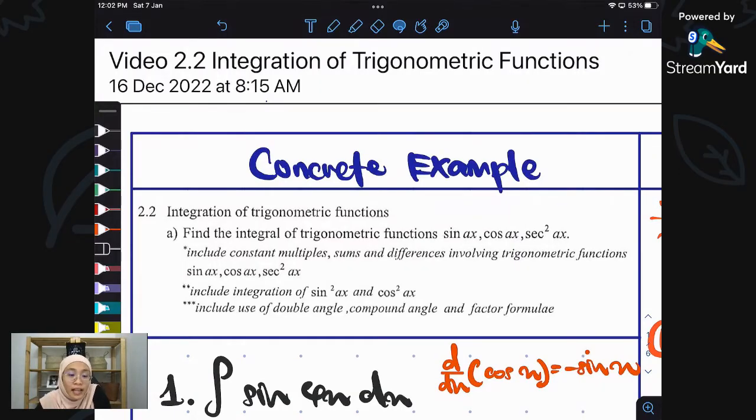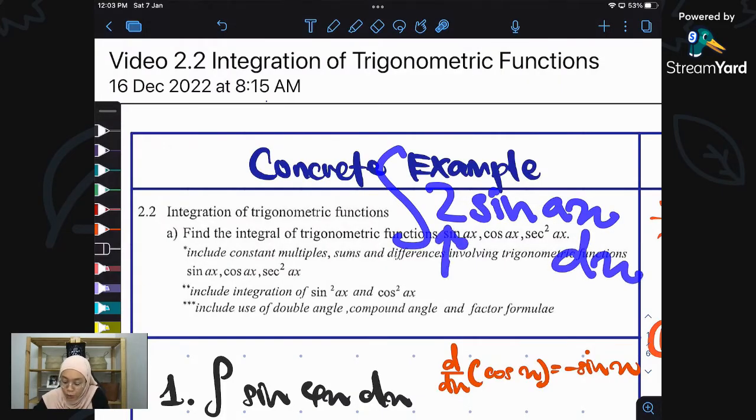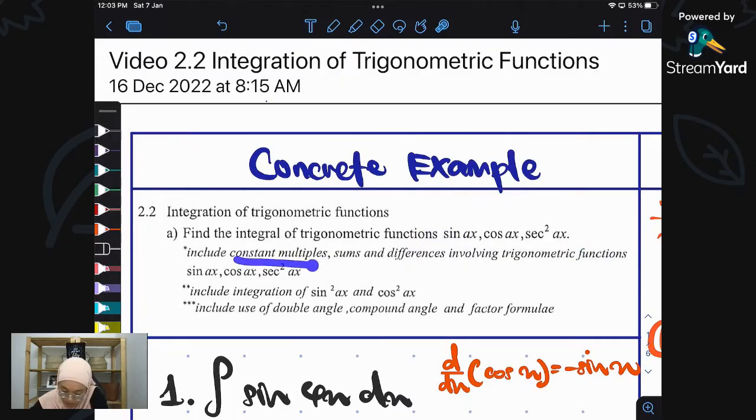So here is the only LO, which is find the integral of trigonometric functions sine ax, cos ax, and secant squared ax. So these are the three main trigo functions that we will learn the integration of. And then there are also the constant multiples, like 2 times sine ax, and then we integrate it. This number 2 is the constant multiple. That is what it means.